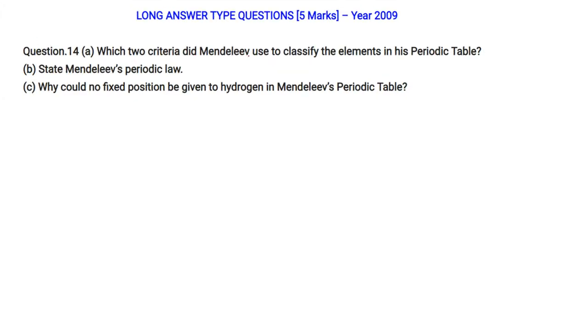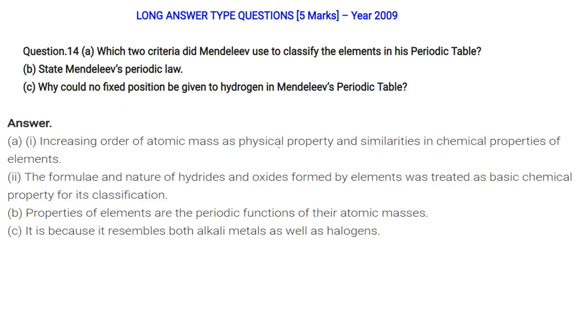Which two criteria did Mendeleev use to classify the elements in his periodic table? First is the increasing order of atomic mass. This was taken as a physical property, and similarity in chemical properties of elements. These are the criteria he took. The formula and the nature of hydrides and oxides formed by elements were treated as the basic chemical property of classification. State Mendeleev's periodic law. The properties of elements are the periodic function of their atomic masses. This is Mendeleev's periodic law.